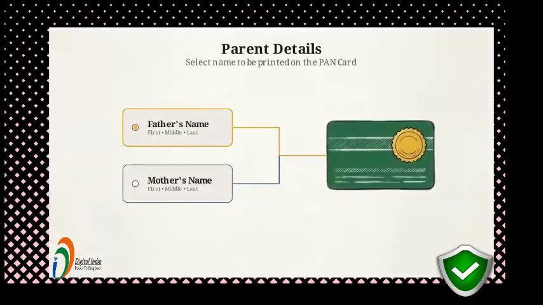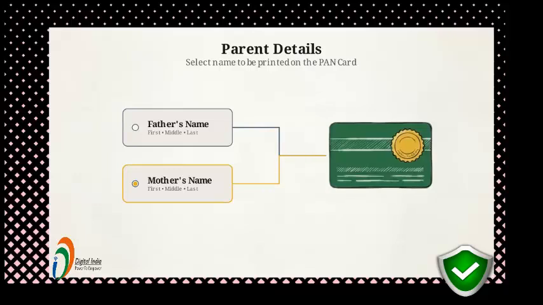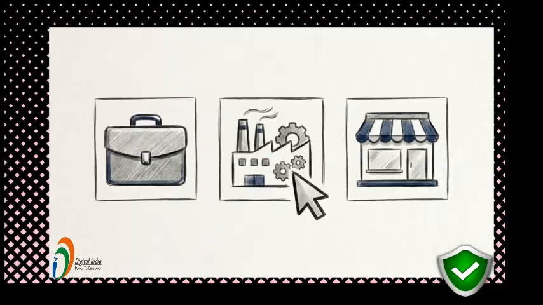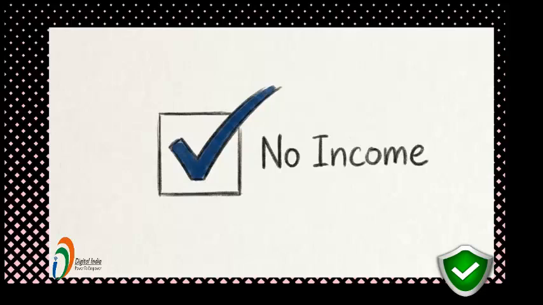Note that a PAN card only ever displays the name of a father or mother. A husband's name is never used here, regardless of marital status. Down in the income source section, you have to select a category. If you are a student or currently unemployed, simply check the No Income box to proceed.